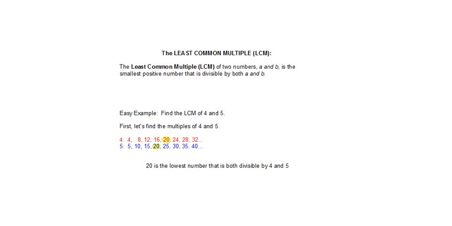If we find the LCM of 4 and 5, the first thing we can do is find the multiples of both 4 and 5. And as you can see, we have them listed here and here. 4 is 4, 8, 12, 16, 20, 24, 28, 32, and so on. Then 5, 10, 15, 20, 25, 30, 35, 40, and so on. As you can see, the number in common is 20. Okay? That is the least common multiple.